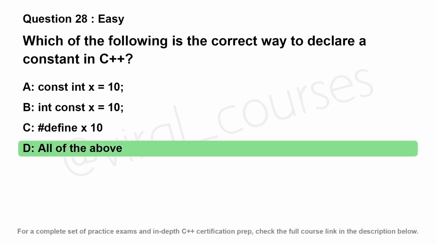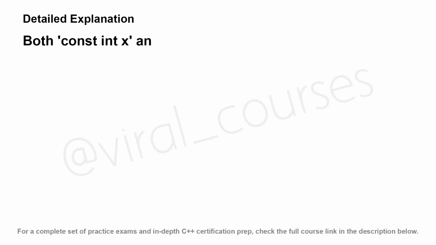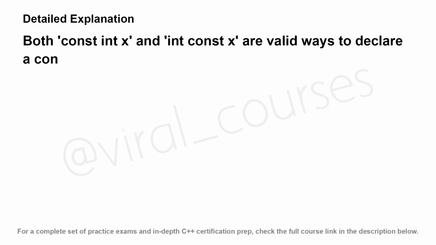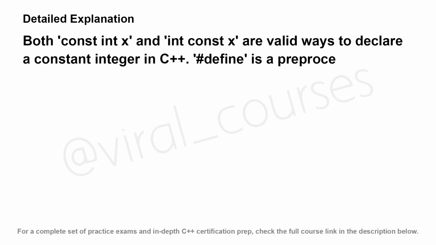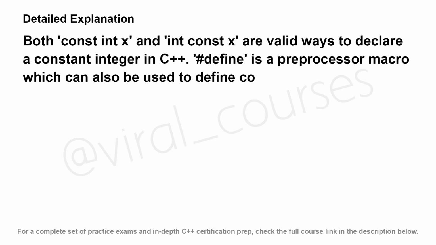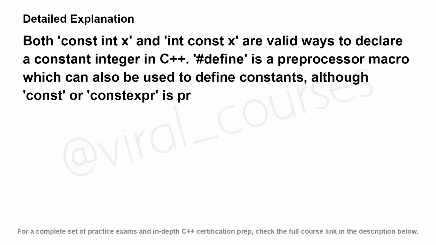The correct answer is D. Both const int x and int const x are valid ways to declare a constant integer in C++. Hashtag define is a preprocessor macro which can also be used to define constants, although const or constexpr is preferred in modern C++.